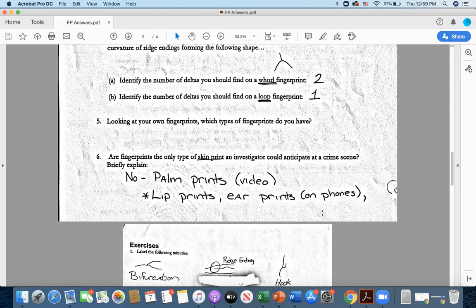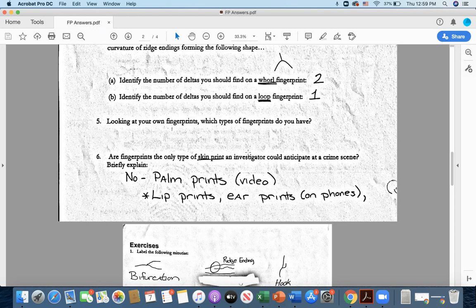A very simple way of seeing your patterns if you don't have an ink pad, if you take a pencil and just rub that pencil on a piece of paper, get a whole bunch of graphite onto the paper, and then roll your finger in that graphite, and you can use that kind of as an ink pad. Then just roll your finger on a piece of paper, and you'll be able to see the patterns there.